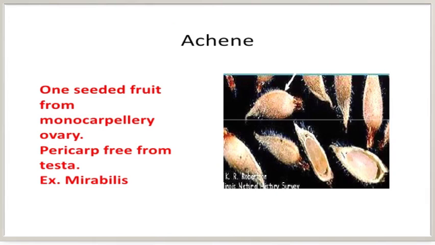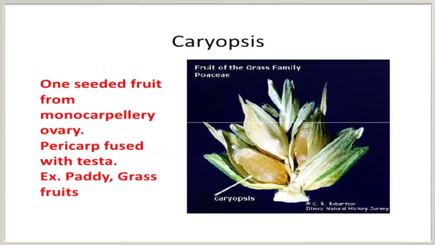So achene is a fruit that has one seed, and in the ovary there is a single carpel, or monocarpellary ovary, and the outer protective layer, the pericarp, is free from the testa. Such a type of fruit is called achene.